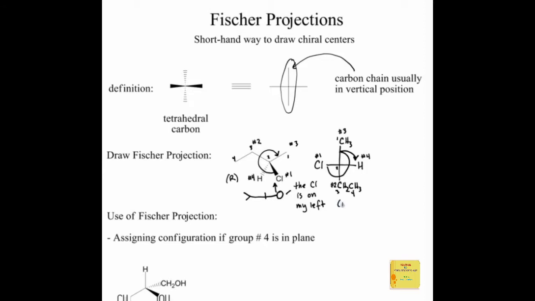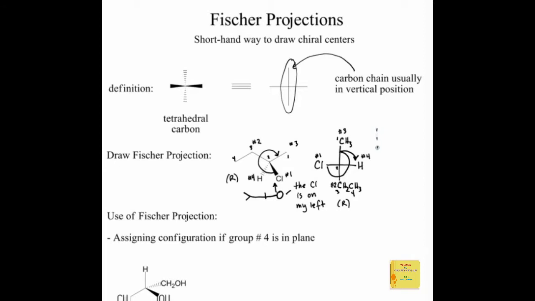So sure enough, we did draw the correct configuration here. These both have the R configuration. Now, what's very nice about being able to draw Fischer projections is that it allows us to draw chiral centers very, very quickly, because we don't have to worry about dashes and wedges.